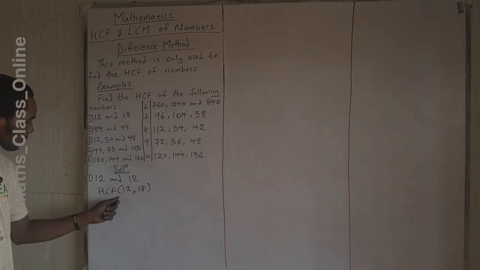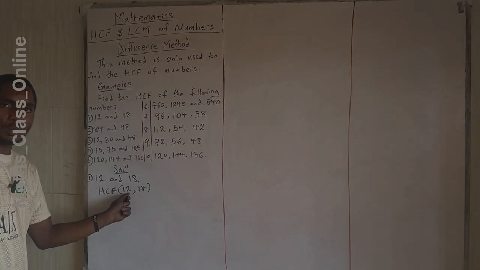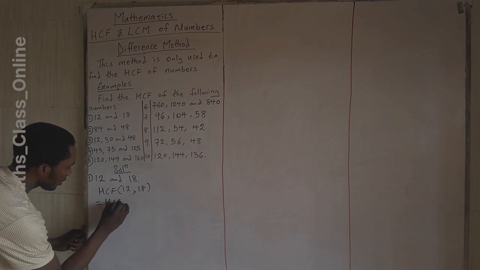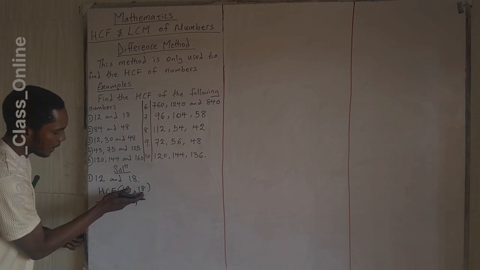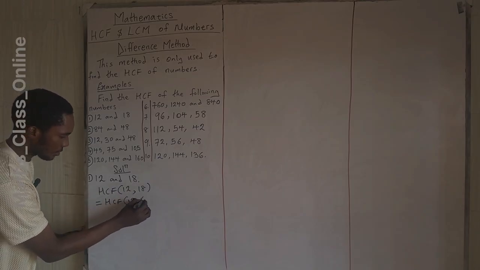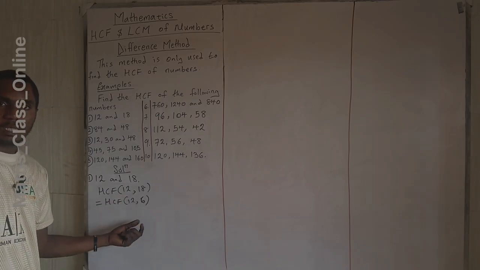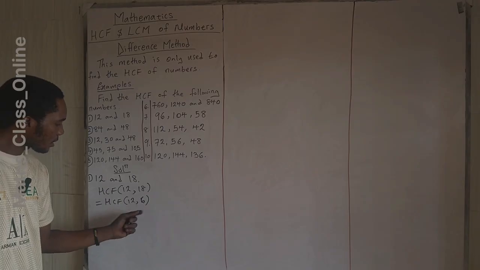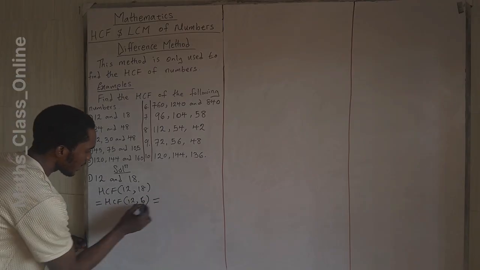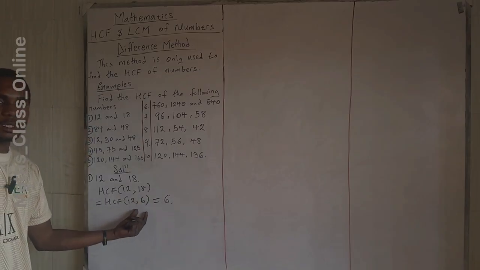What we have to do first is, what is the least number here? The least number here is 12. This is the same thing as the HCF of 12 and 18 minus 12, that is what? That is 6. Now, the lowest number here is what? 6. Can 6 divide 12? Yes, 6 can divide 12. That means that the HCF is what? Is 6.